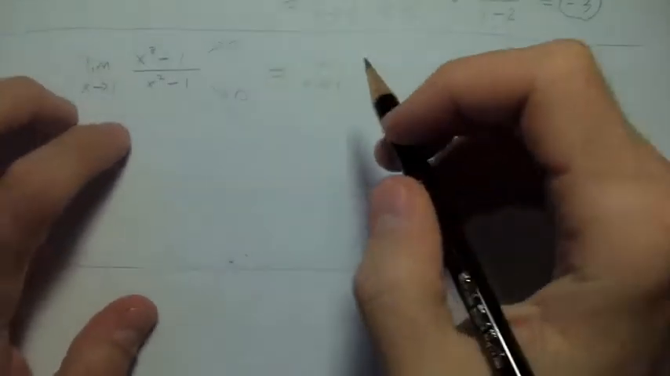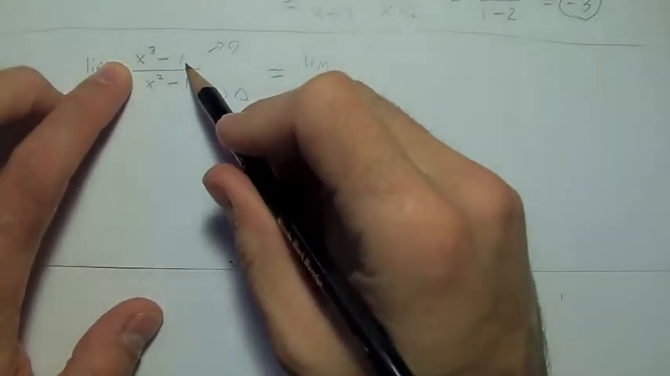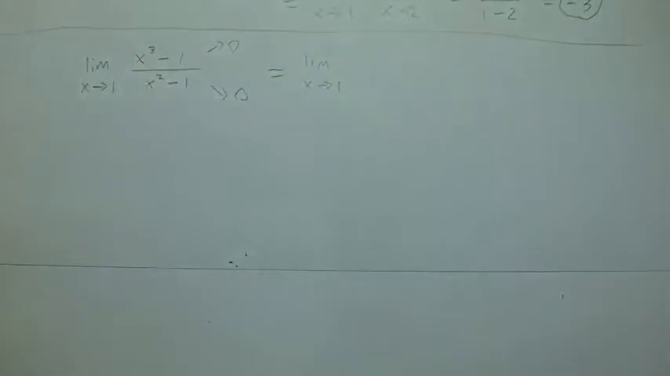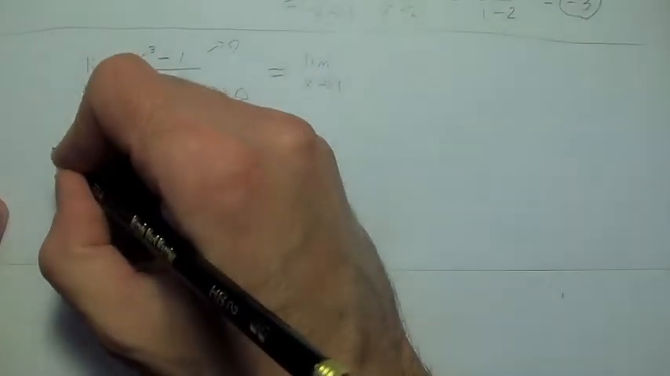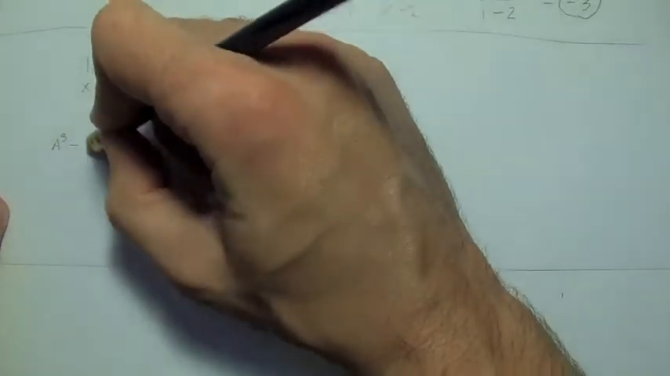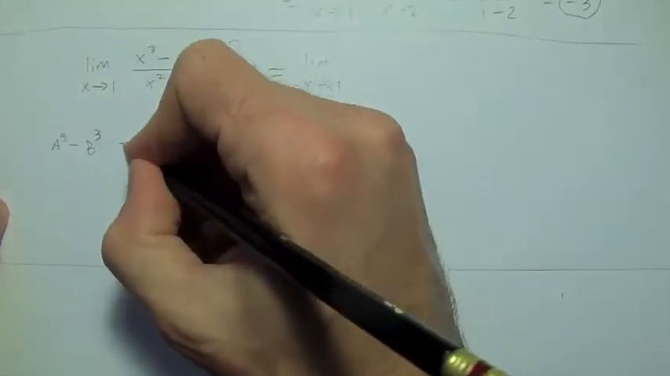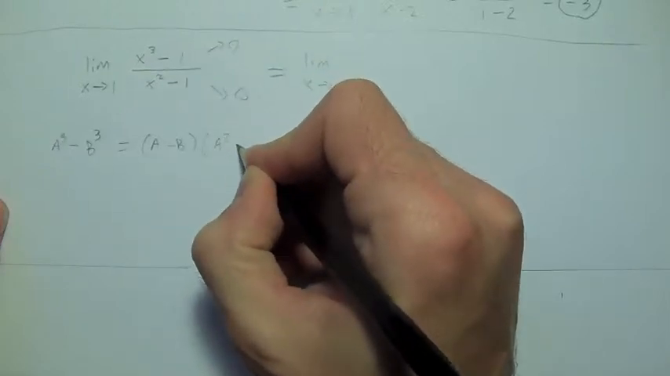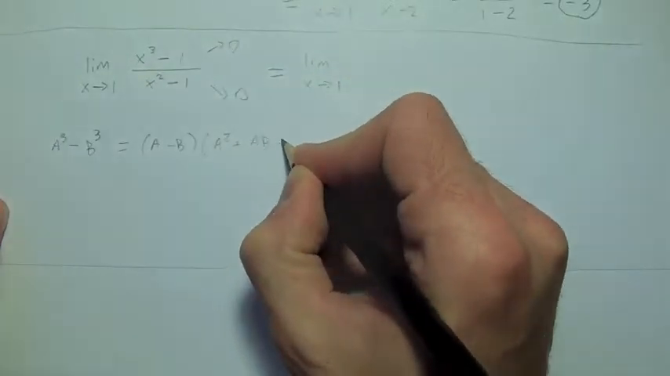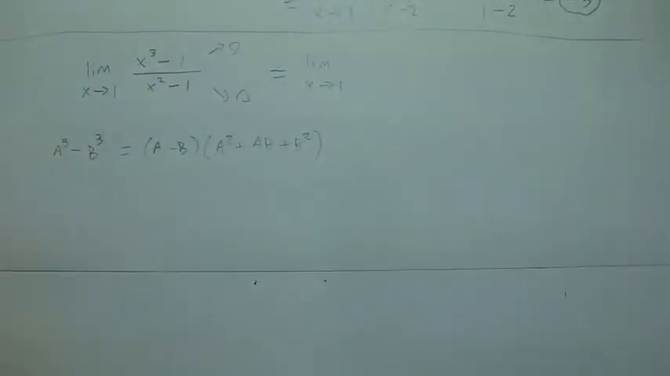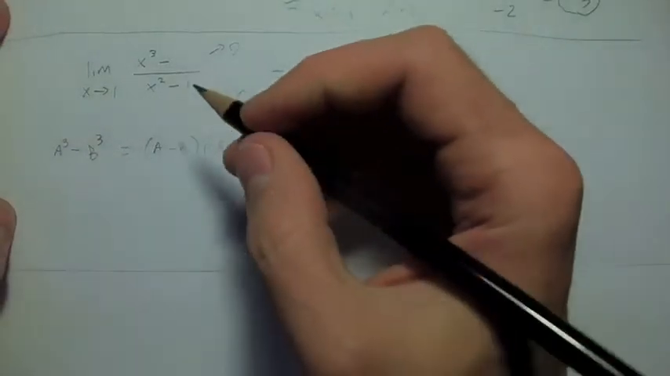All right, so we can factor the top. Remember, we looked at this in the lecture, this is a difference of cubes. If you have a cubed minus b cubed, this is going to factor into a minus b times a squared plus a times b plus b squared. That's the difference of cubes. I'm going through this again because people forget this one a lot. It's a very common one to forget.